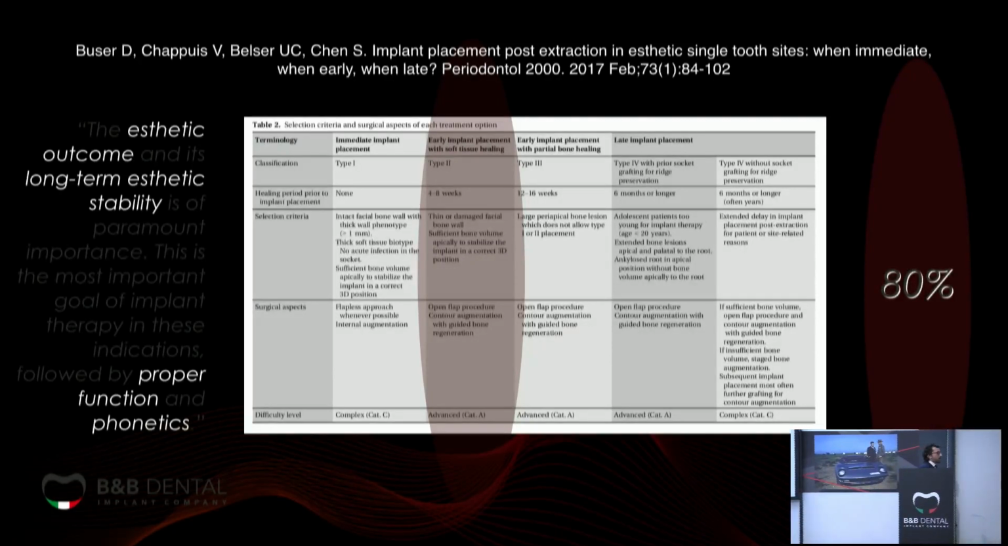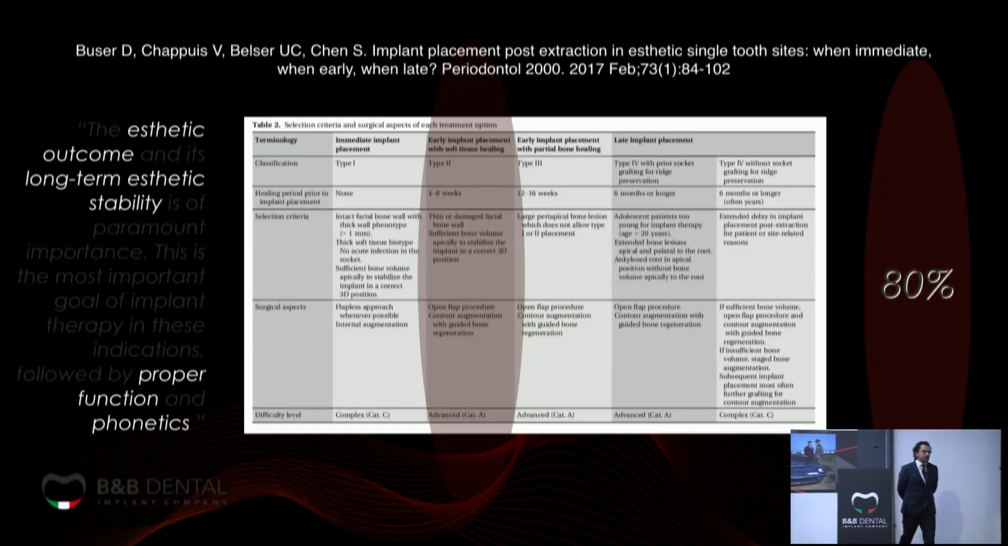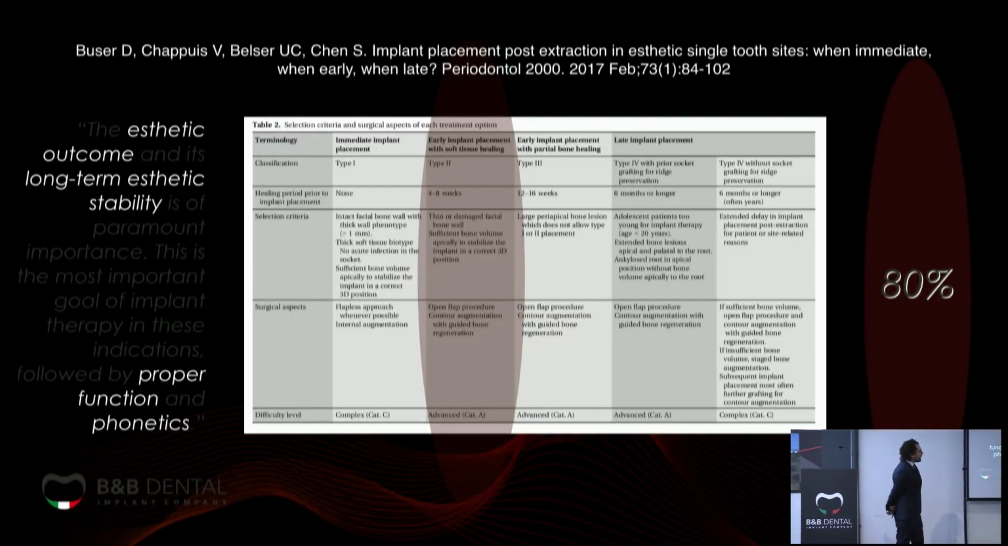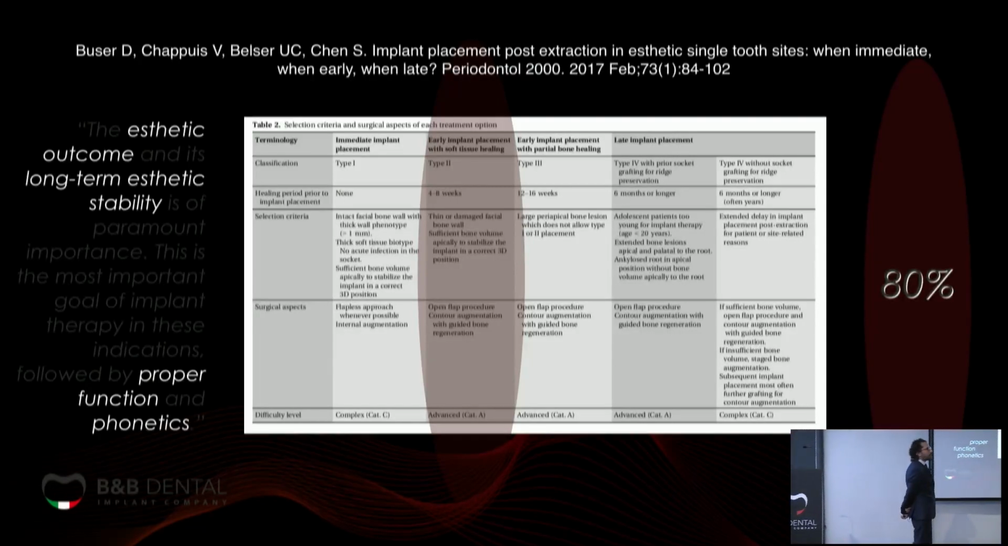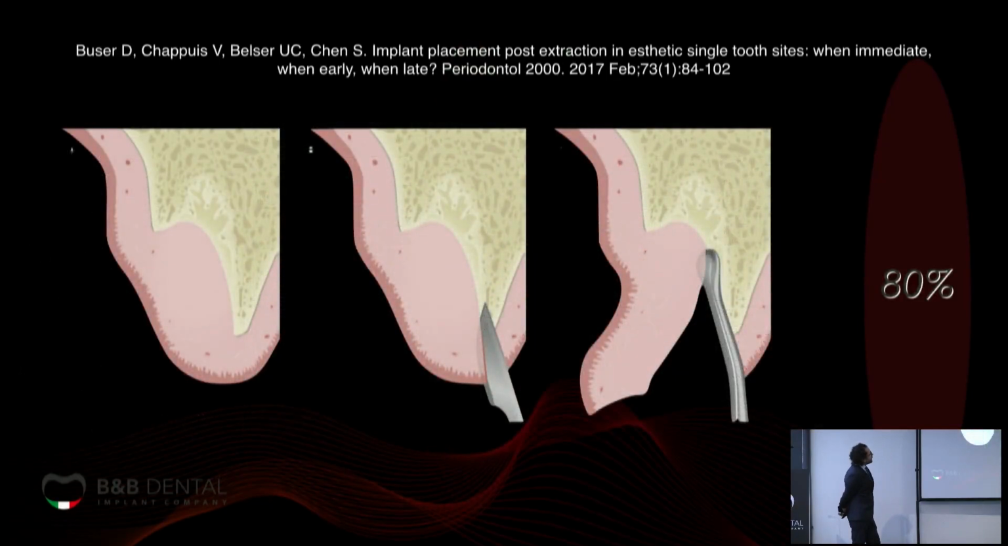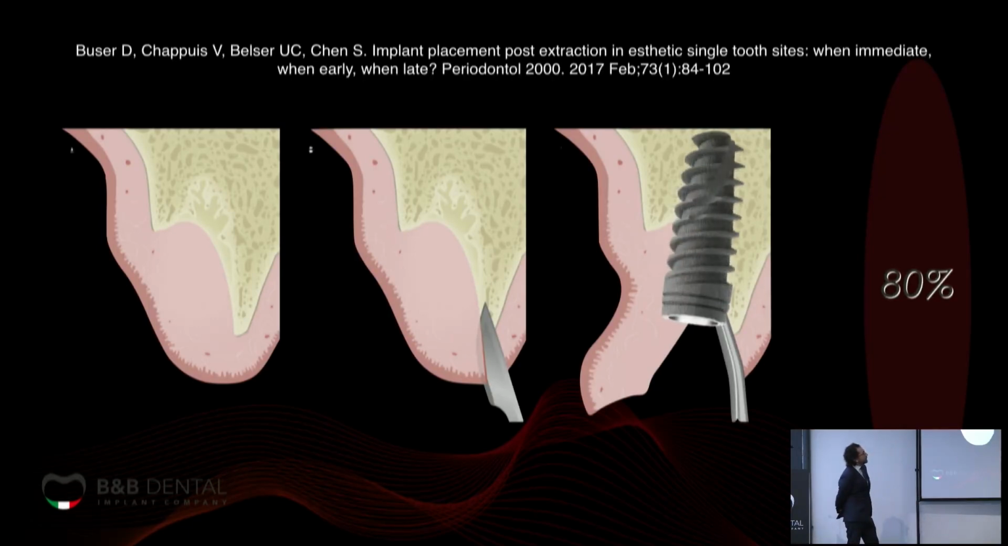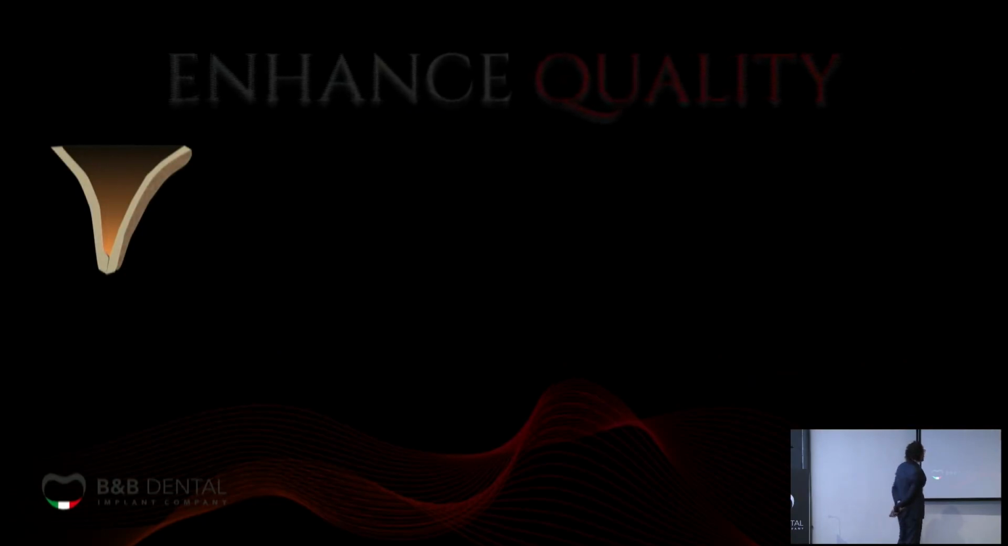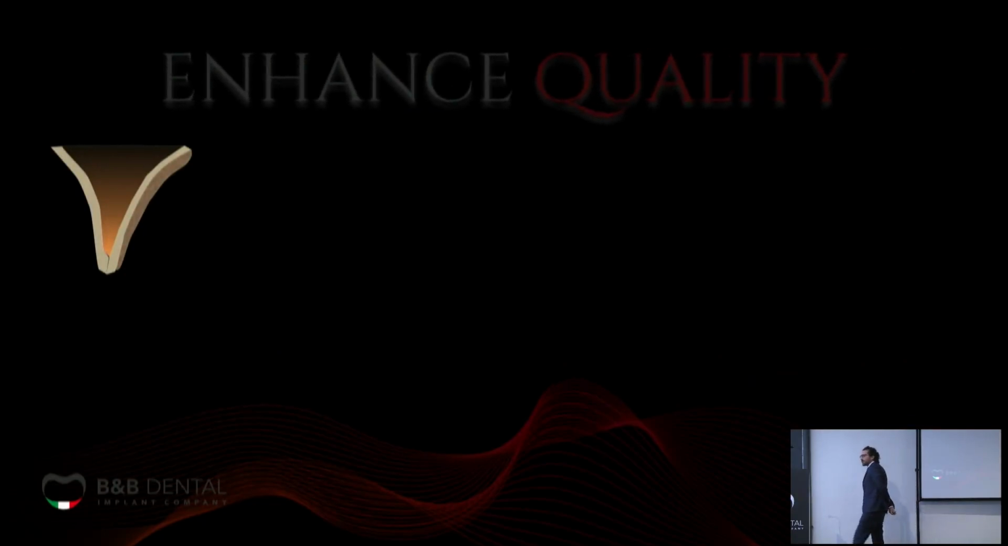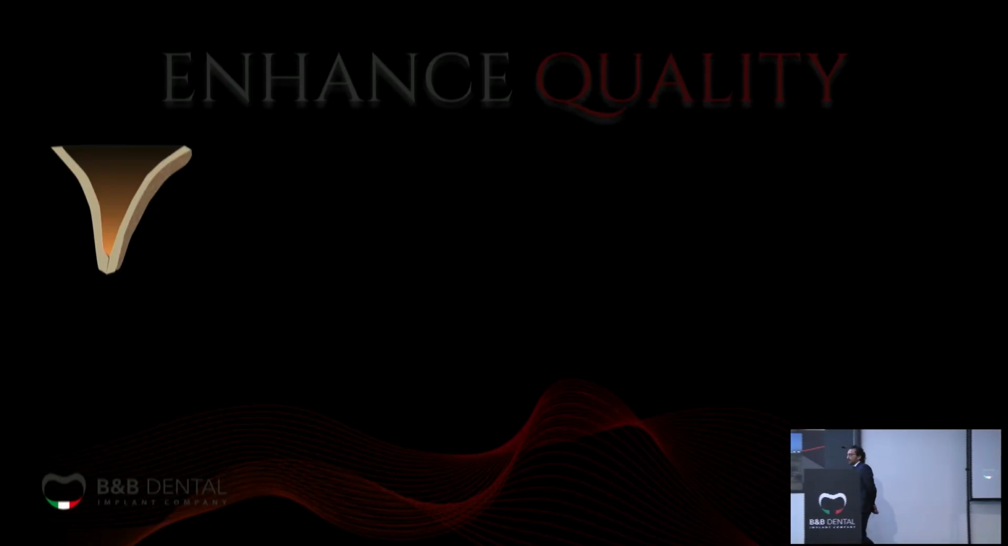So in this case, what do you do? We open the flap, a full thickness flap. We go for a GBR. We put biomaterials, and we use a membrane if we can. And this is from the article. Actually, it is what we do schematically. We insert the implant, we graft the area, and we close with the primary closure flap.